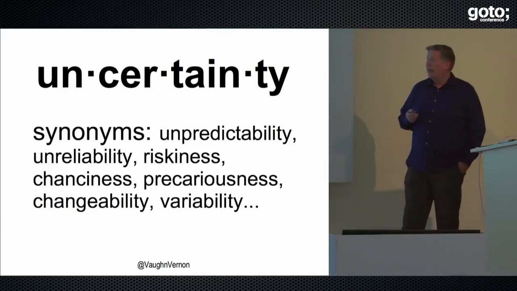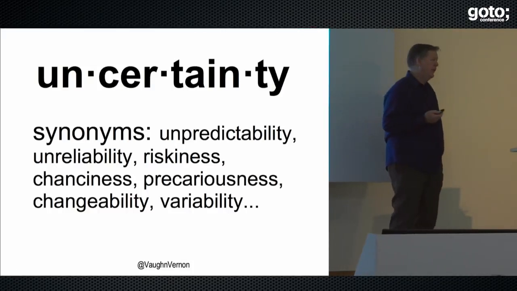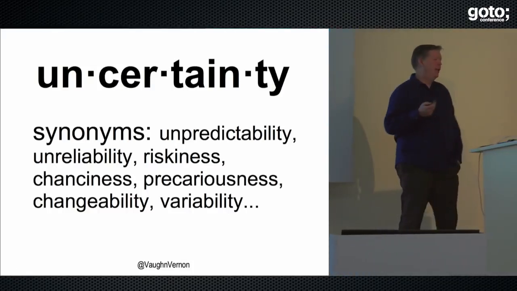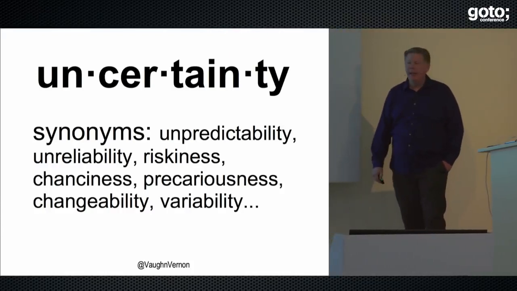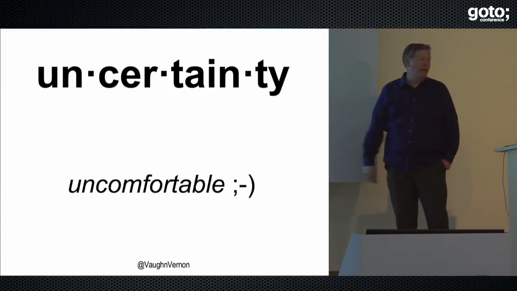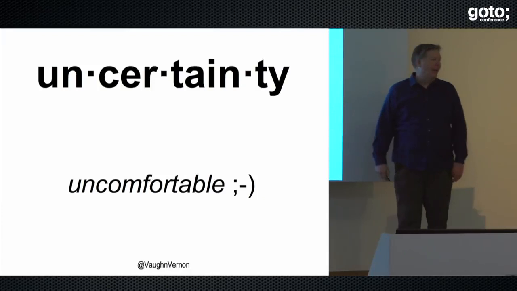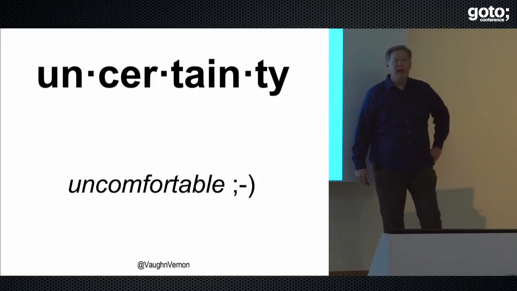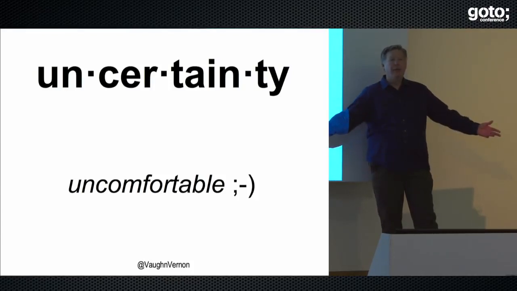Uncertainty has synonyms: unpredictability, unreliability, riskiness, chanciness, precariousness, changeability, variability. You know what the one synonym for all of these synonyms is? It makes us uncomfortable, right? We're just like, ooh. And I know what you're thinking right now, especially if you live in Germany. You're saying, I face uncertainty every single morning.